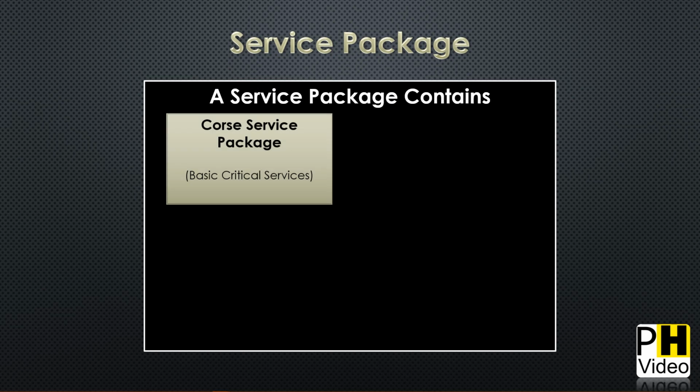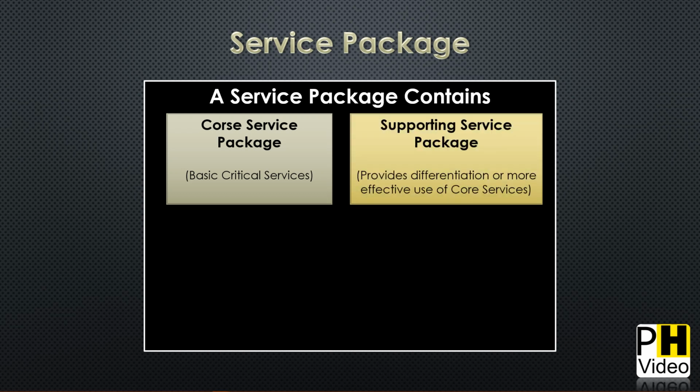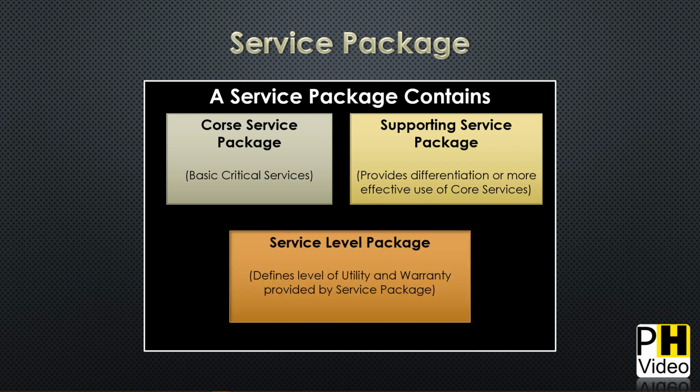We have our core, which is our basic critical services, which means if there is no core present, the package would not work. So whatever has to be there would be a core piece of the service package. The supporting provides differentiation or more use of the core services. So a supporting service package would be additional things. And then our service level is the utility and warranty. So you see there's a little utility and warranty coming back. So we have our core service package, our supporting service package, and our service level package.